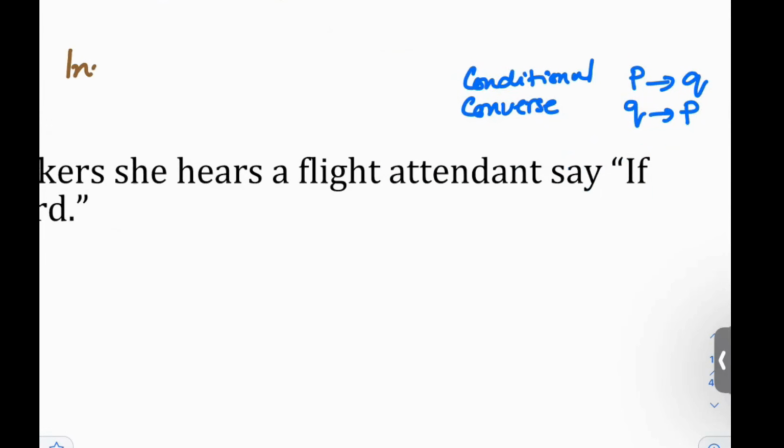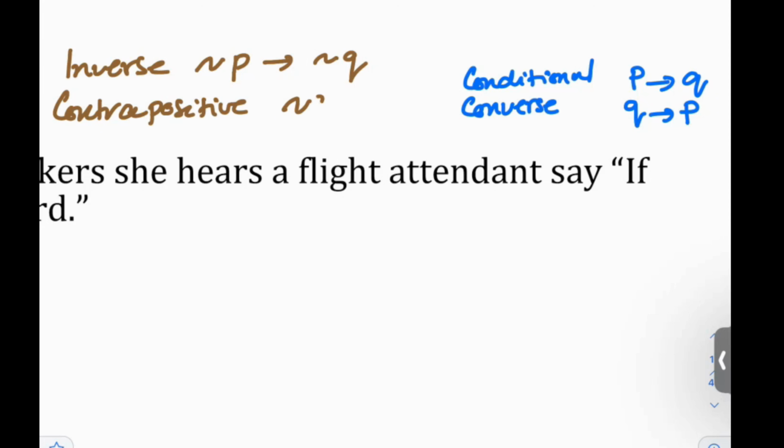The inverse is as follows. What did I do? I negated the original conditional statement. If not P, then not Q. While the contrapositive, I will reverse the direction of the inverse. Yani it is negated, but negated of Q going to negating P.